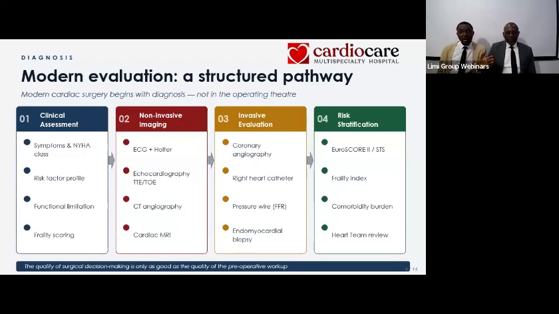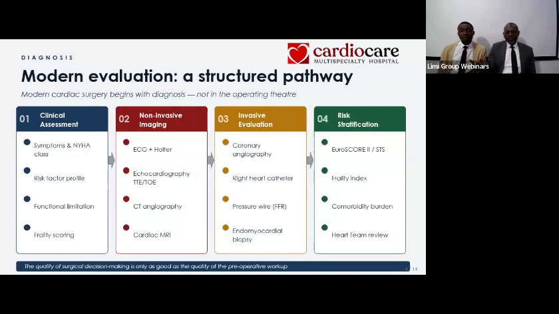After the clinical assessment, we move to imaging. We want to know the structure, the function, the hemodynamics of the patient, and also the tissue characteristics of this patient. For the non-invasive, the ECG and the Holter help us. It helps to know is there any ischemic changes, any prior infarction, any left ventricular hypertrophy, are there any arrhythmias, any conduction abnormalities, helps in evaluating this patient.